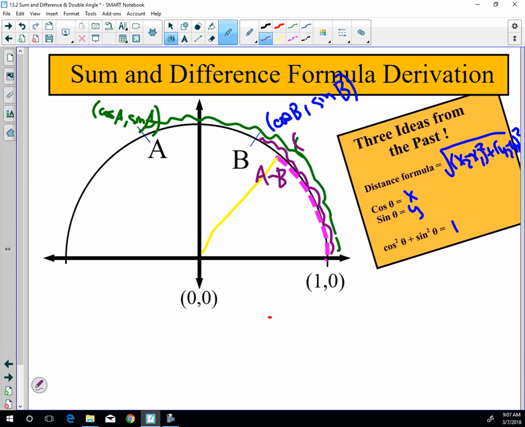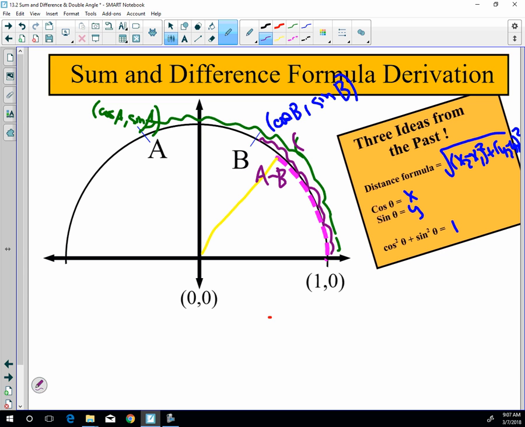Because let's say A was 10 and this was 7. What would the length here to here be? If this is 10 and this is 7. 3, right? Or if this was 12 and this was 8, it would be 4. It's just A minus B.